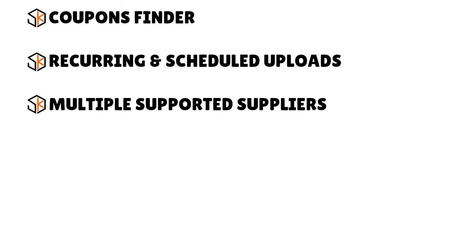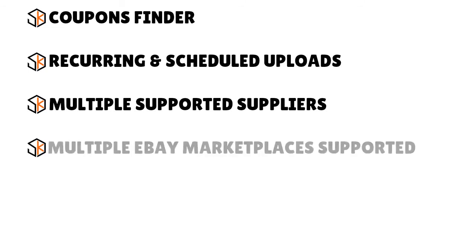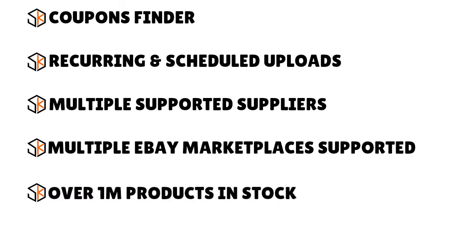Okay, so when we talk about Amazon, you are looking at the US platform, the UK platform, the German platform, the Italian one, and the French one. Okay, and with AutoDS Finder, multiple eBay marketplaces are supported. So, you were speaking about eBay.com, the US, eBay UK, United Kingdom, eBay DE, Germany, eBay IT, Italy, and eBay FR, France. Okay, and you have over 1 million products in stock.